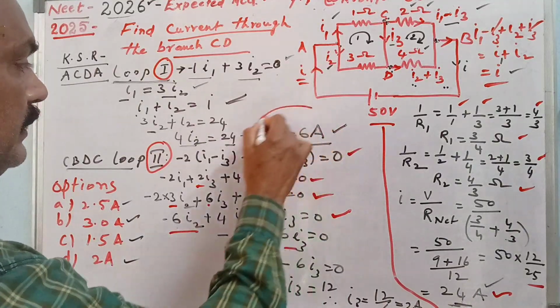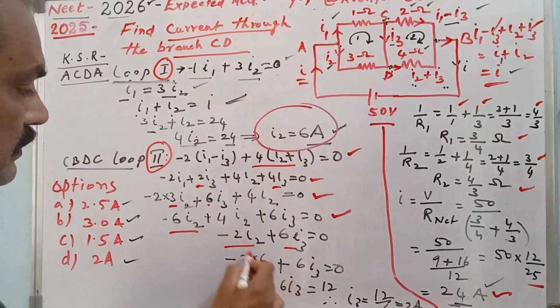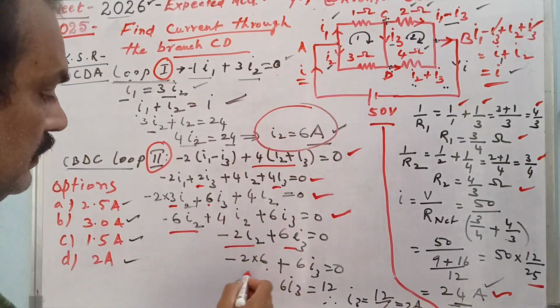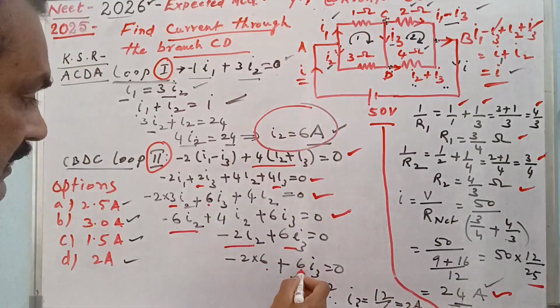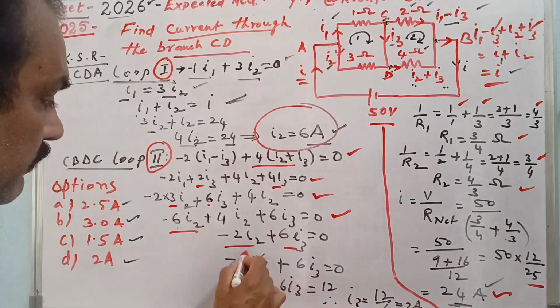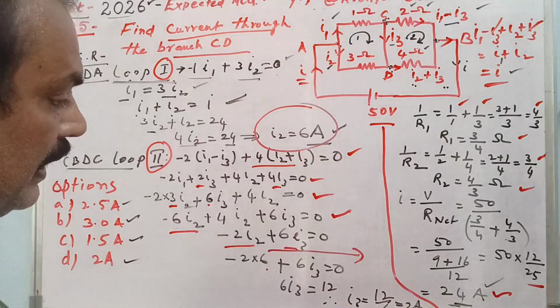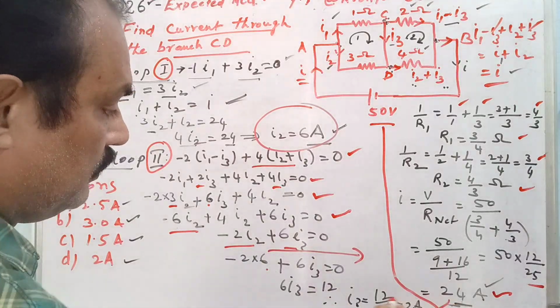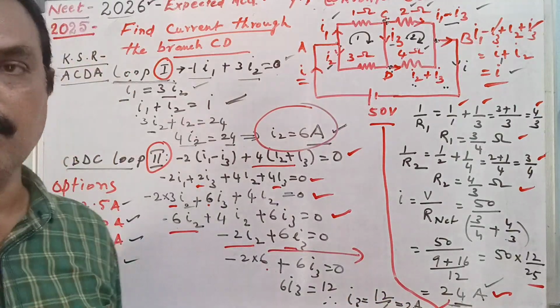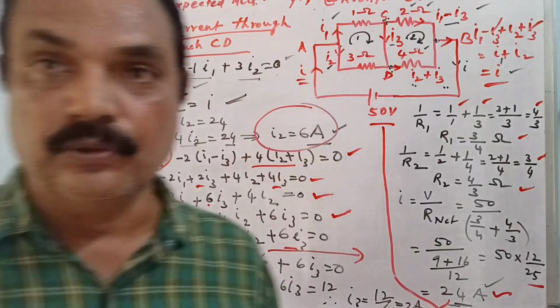I2 is how much? It will be 6. 2 into 6 is 12, right? 12 plus 6 I3 is equal to 0. So when this minus goes to the other side, it will be 6 I3 equal to 12. I3 is 2 amperes. 12 by 6 will come. So that is the way you have to do, children.